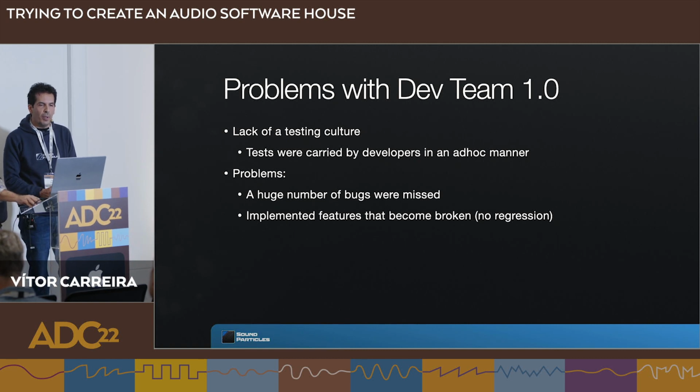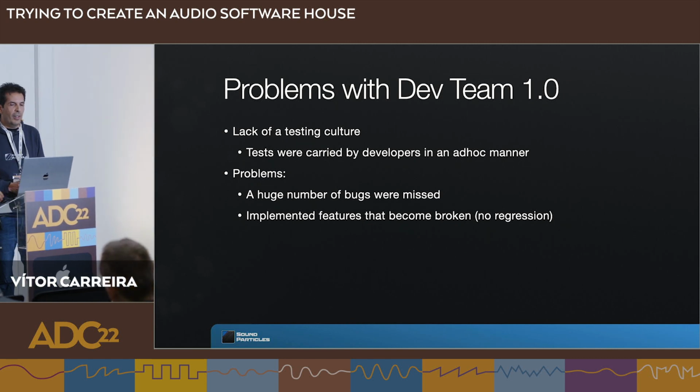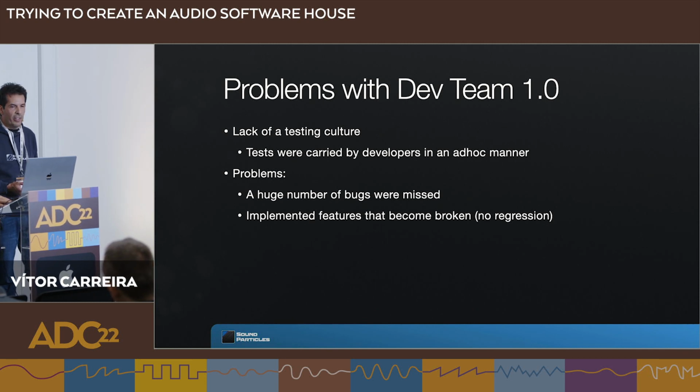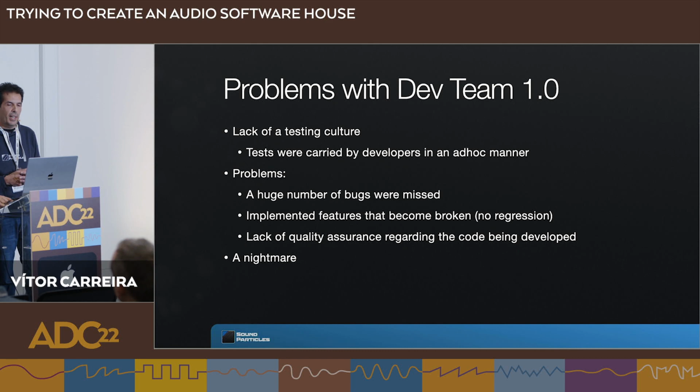So the problem without having automated tests was that a huge number of bugs were missed. Developers come with new features that broke previous features. We didn't have regression. We didn't have quality assurance regarding the code being developed. So everyone makes code, nobody tests it. So it was a nightmare.